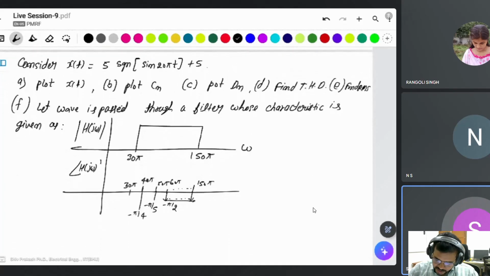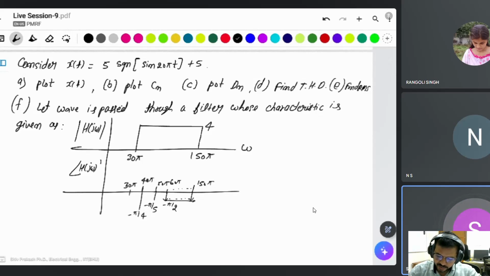Then you have a signal 5 signum sine 20 pi t plus 5. Then you have to plot x(t), Cn and Dn. Then find the THD. After that, find the RMS of the signal. In the last, you have to pass the signal through a filter whose characteristic is presented as H(t). The filter is present from 35 to 150 pi, magnitude is 4, and there is an angle for the filter.